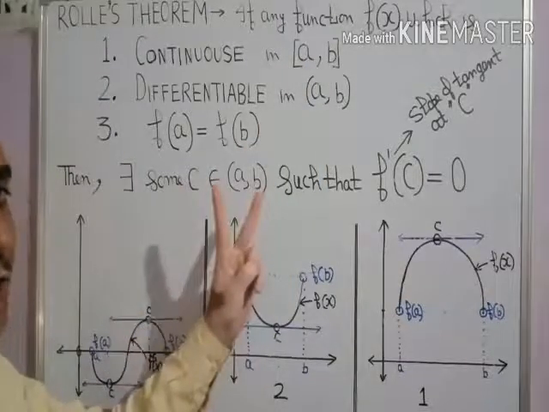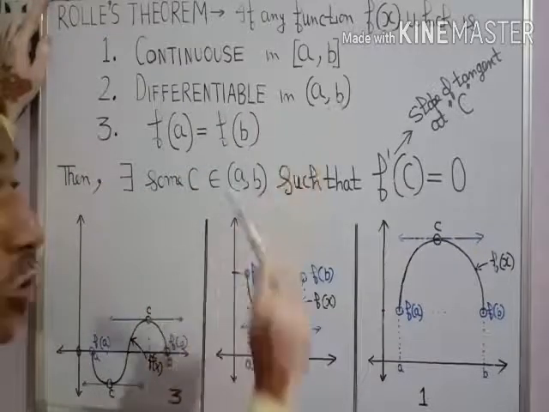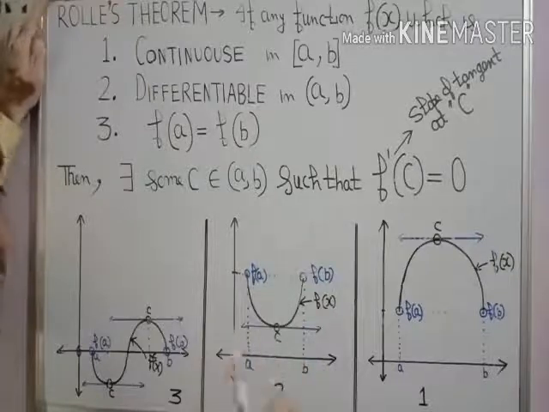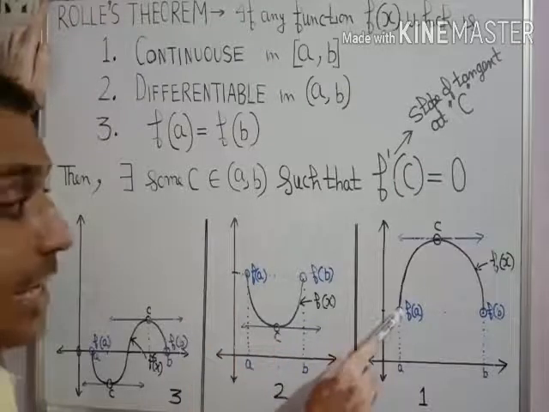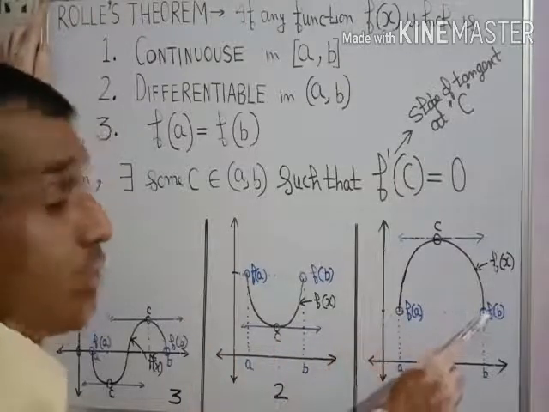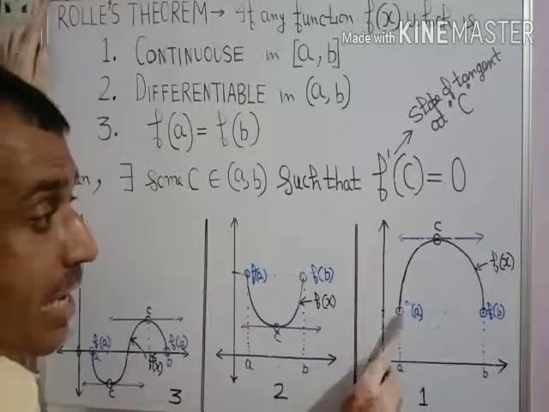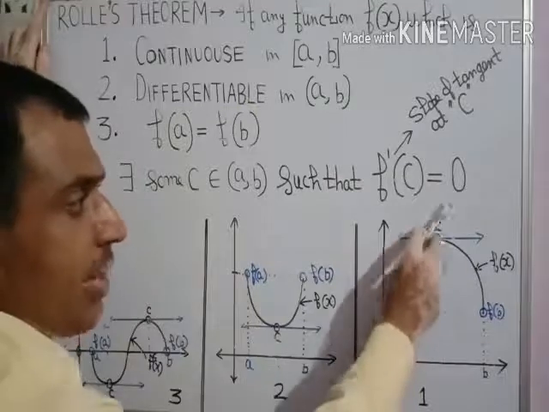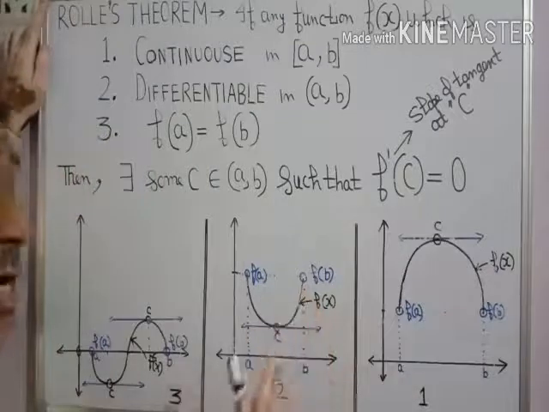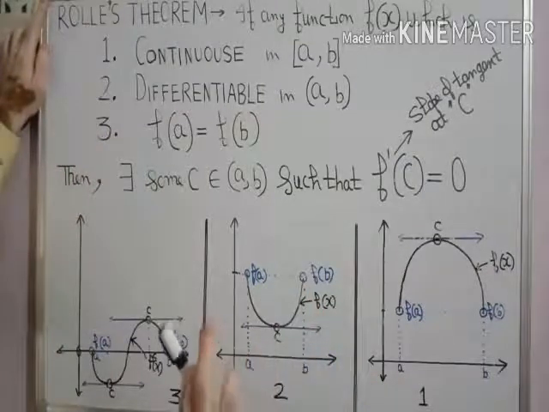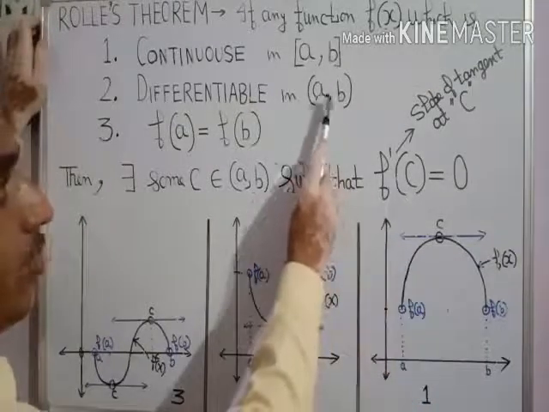And the second condition is the function is differentiable in open interval a comma b, not closed interval. For what reason? Because we know that a function is never differentiable at endpoints. So at a it is not differentiable, at b it is not differentiable, because we cannot draw the tangent. And you see between a and b we can draw a tangent at any point on this curve. It means this function is differentiable between a comma b, not at a and not at b. So here the function is differentiable in open interval a comma b.